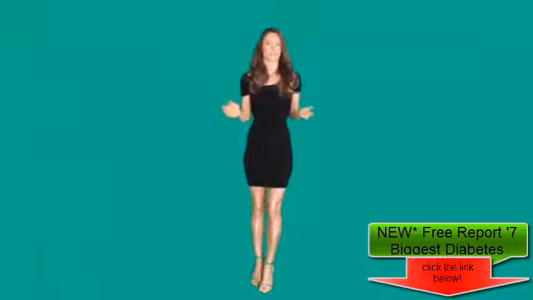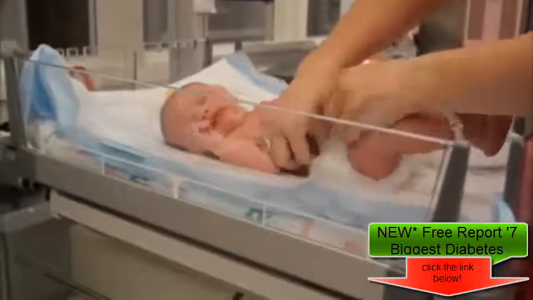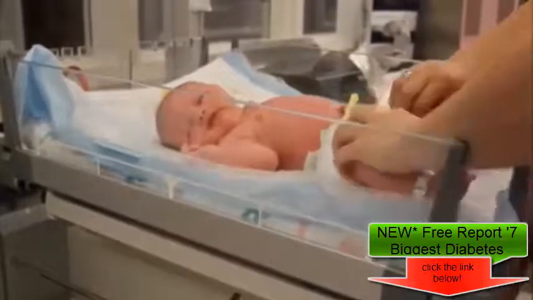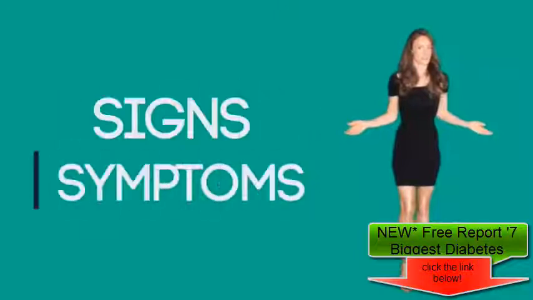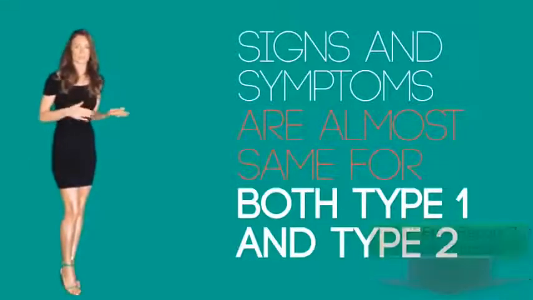If gestational diabetes is left uncontrolled, the patient may face complications to the infant, both in gestation and at birth. The newborn may also be larger than normal. Signs and symptoms. Signs and symptoms are almost the same for both type 1 and type 2 diabetes.